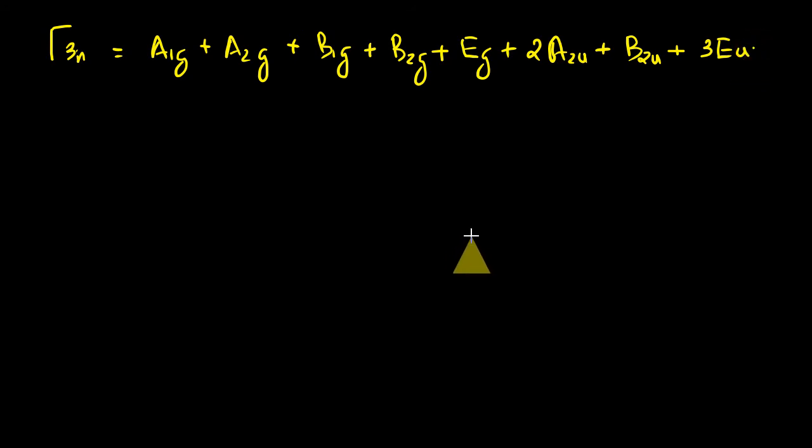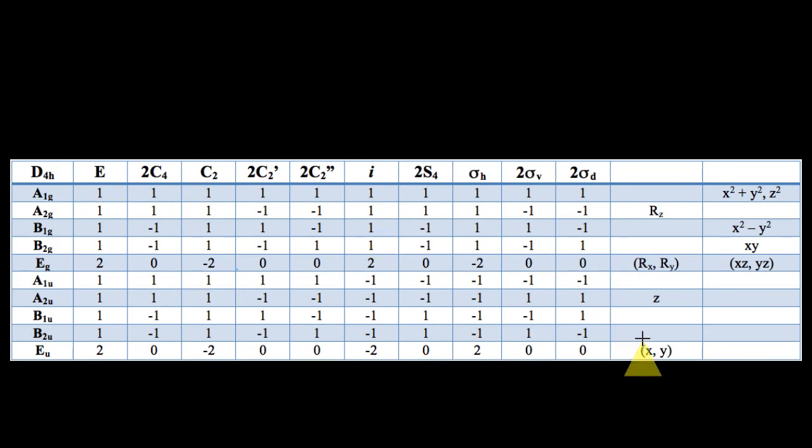Okay, so this is how I can represent the total character set corresponding to 3n degrees of freedom. Now I can take the symmetry species corresponding to translation degrees of freedom. That I can do directly from the character table. Let me check which are the symmetry species belonging to X, Y, and Z. Corresponding to Z we have A2u, and corresponding to X and Y together we have Eu. So we have to write A2u plus Eu.